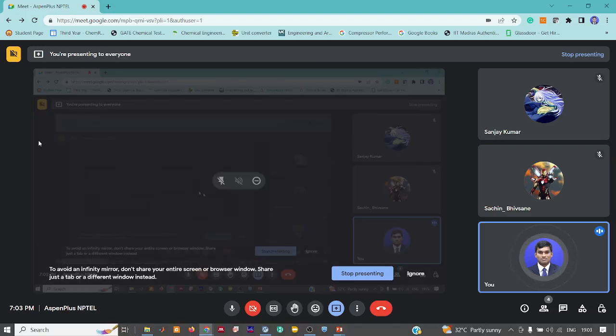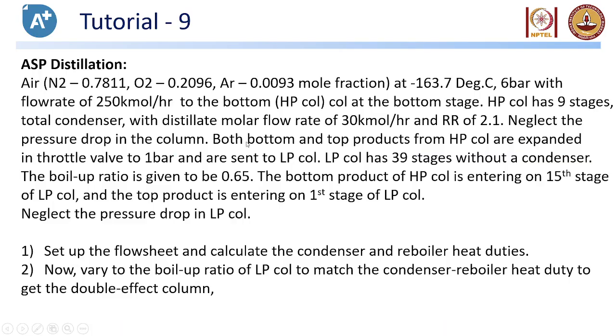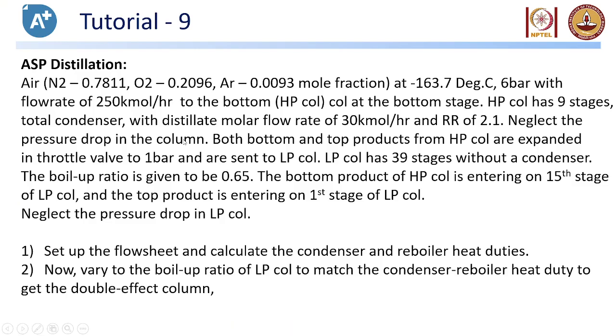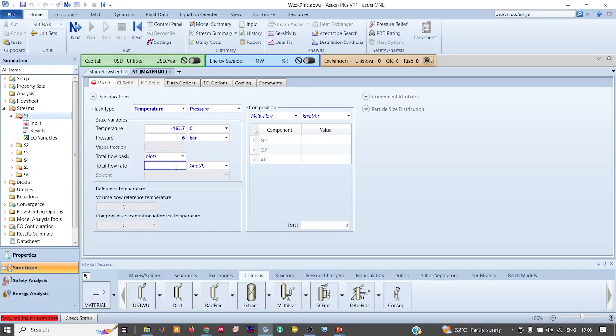Guys, do let me know in case I'm making any mistakes. Okay, it's possible that I may give some wrong input and finally it won't come. So 163.7, right? And it has the molar flow of 50. Then we have mole fraction of nitrogen, 7.1 to 0.0093.